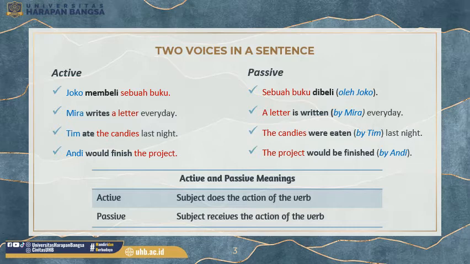So, the difference between active and passive voice is that in active sentence, subject does the action of the verb. Jadi pada kalimat aktif, subjek melakukan aktivitas yang ditunjukkan oleh kata kerja. Kita lihat contoh pertama tadi, Joko membeli sebuah buku. Jadi ada subjek Joko yang melakukan aksi atau aktivitas yaitu membeli.